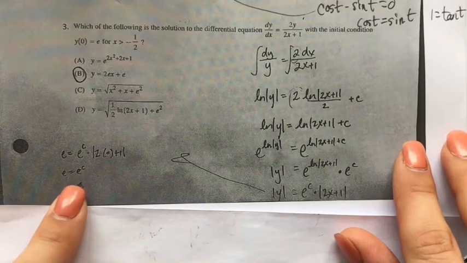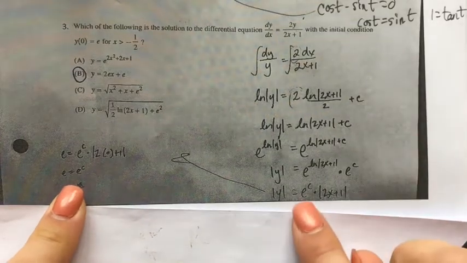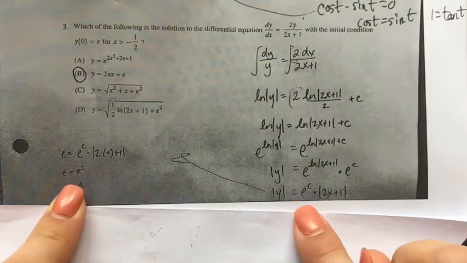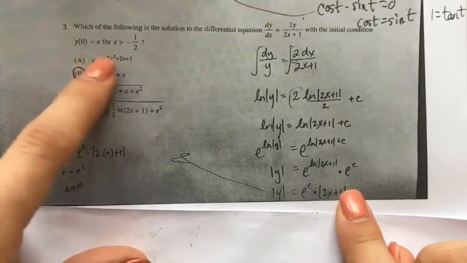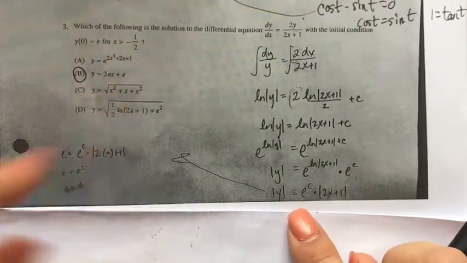And then I get that, and then when I put this back in, so e to the c is actually e, and then I distribute it through. It's a positive, y is positive, so I don't need the, so there it is, b. Okay.